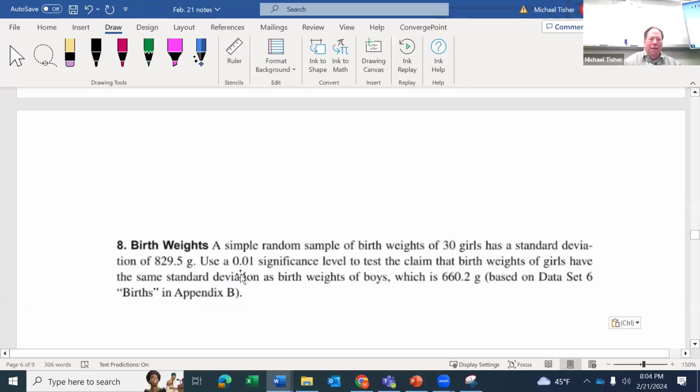Well, I mean, we're claiming that for boys it's 660.2 grams, right? But you get a set of data with girls, what's its standard deviation? 829.5, right? So it's like we're comparing 829.5 with 660.2. Are they the same? Probably not, right? So this claim might be false. So let's find out.